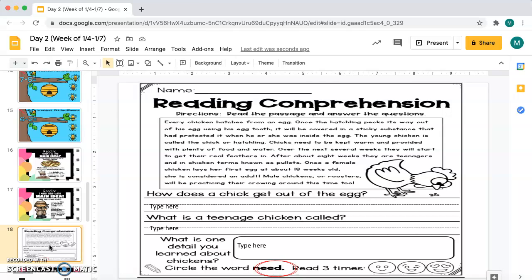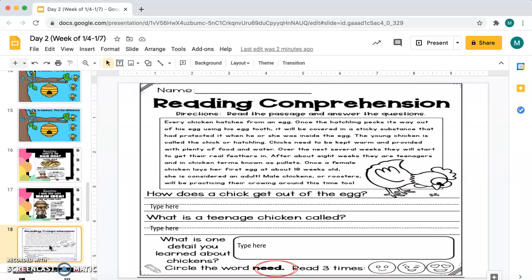The young chicken is called the chick or hatchling. Chicks need to be kept warm and provided with plenty of food and water. Over the next several weeks, they will start to get their real feathers in. After about 8 weeks, they are teenagers, and in chicken terms, known as pullets. Once a female chicken lays her egg at about 18 weeks old, she is considered an adult. Male chickens or roosters will be practicing their crowing around the time too.